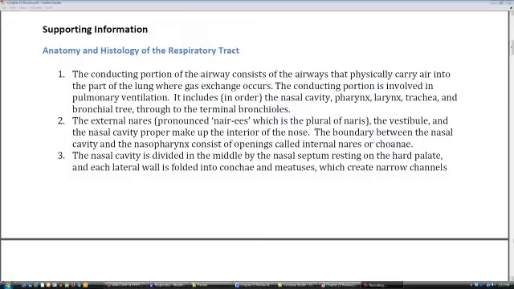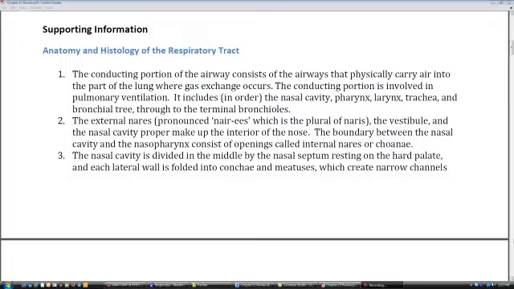So if we do these in order, the external nares are the nostrils, and they open into the outer chamber of the nasal cavity, which is the vestibule. And then behind the vestibule is the nasal cavity proper. Leaving the nasal cavity, the openings from the nasal cavity to the nasopharynx are called the internal nares, or the choanae. Don't get choanae confused with conchi.